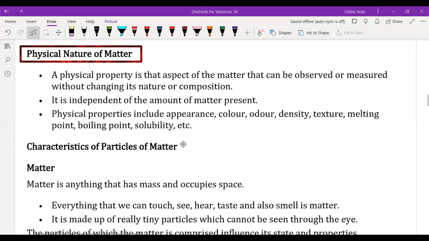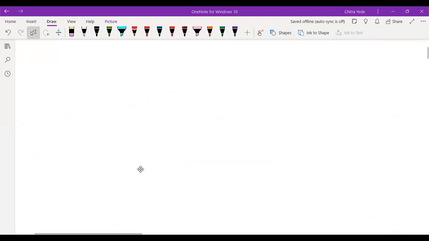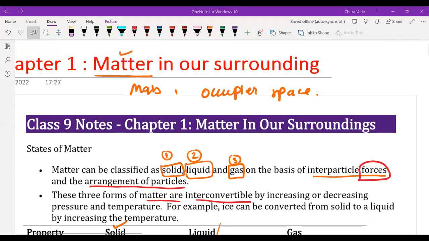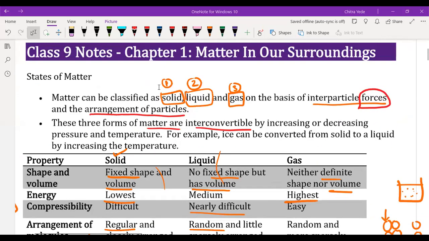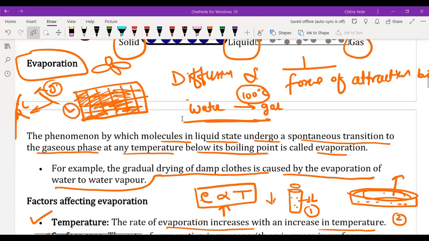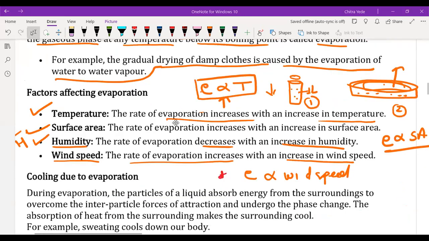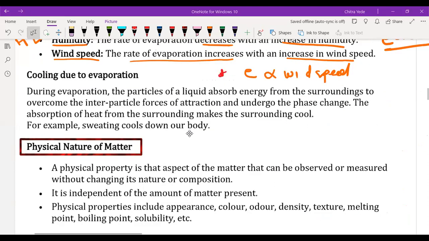Hello, everyone. In this chapter, we have already covered the states of matter. We discussed 5 states of matter. In this part, we discussed the properties, like why matter is in the solid state, liquid state, and gaseous state. We already went through evaporation and the factors that affect it, and cooling due to evaporation we have already completed.